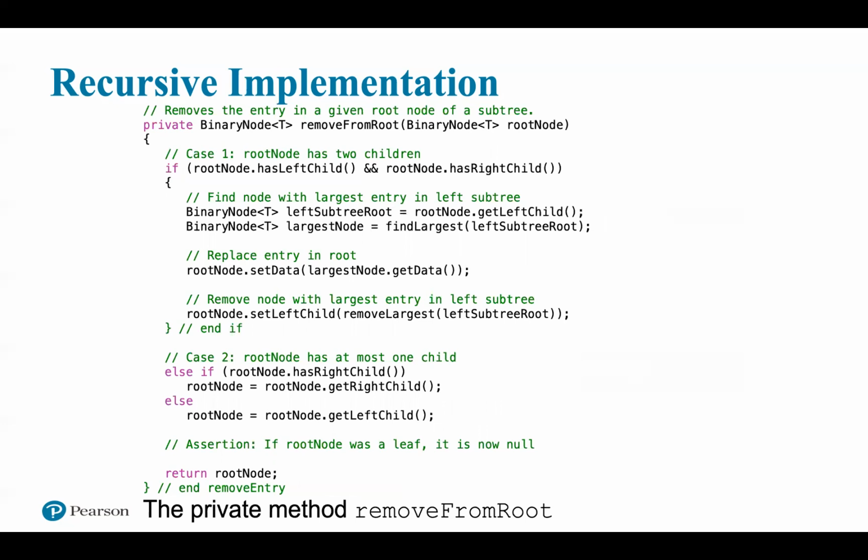The implementation of the previous algorithm calls the private methods findLargest and removeLargest, which we will write shortly. Although removeFromRoot is not recursive, both findLargest and removeLargest are. Given the root of the subtree, removeFromRoot returns the root of the subtree after a node is removed.